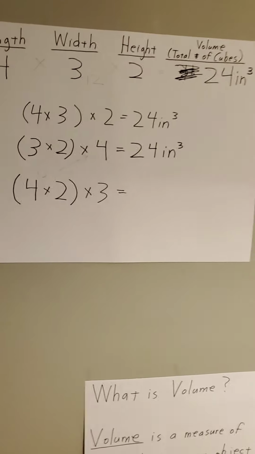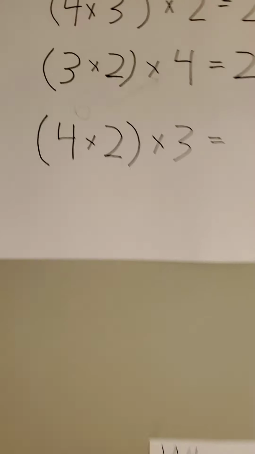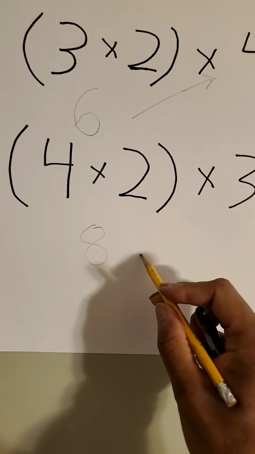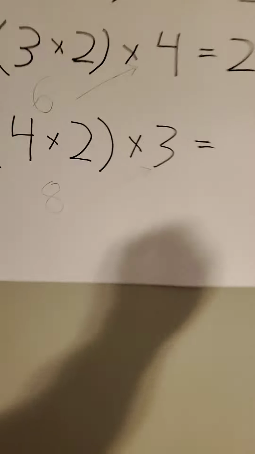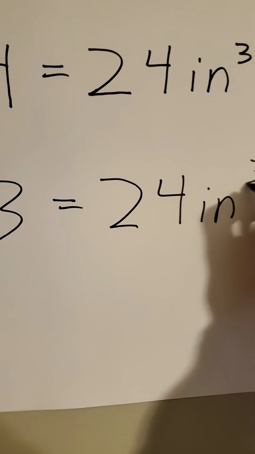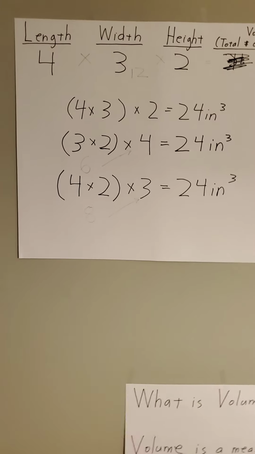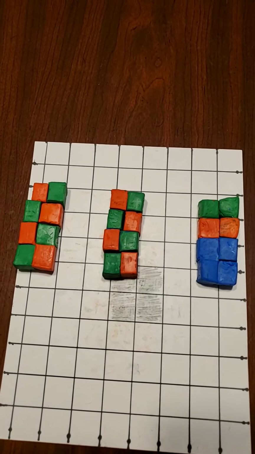Let's see. Matter of fact, let me get my marker again. Excuse me. Oops. Oh well. 4 times 2 equals 8. What's 8 times 3? 8 times 3 is 24 cubic inches. So 4 times 2 times 3 equals 24 cubic inches, represents this set right here.